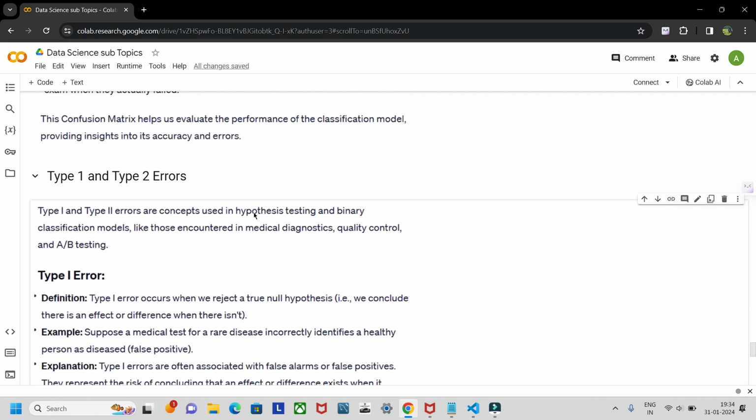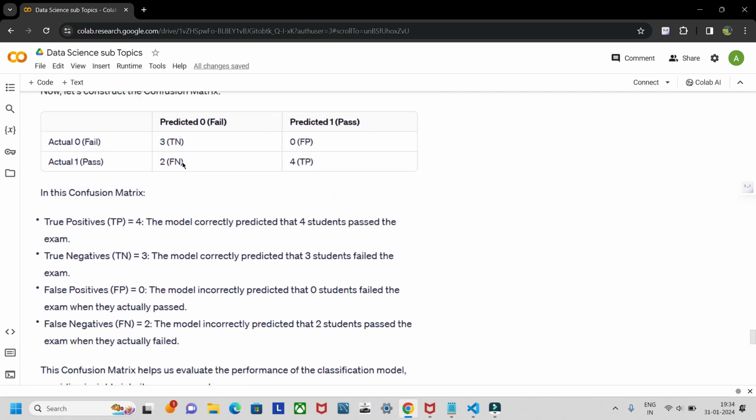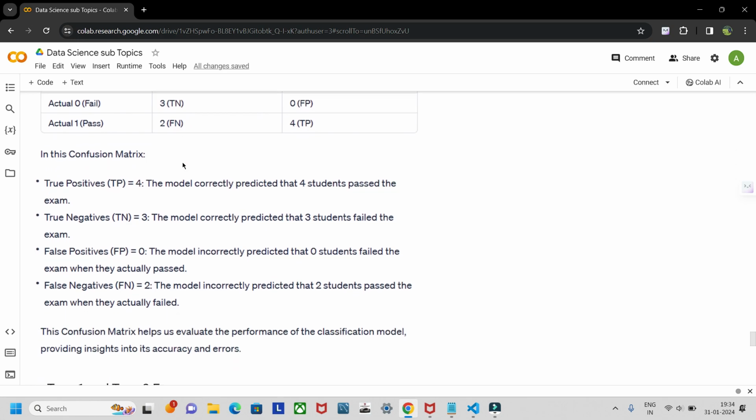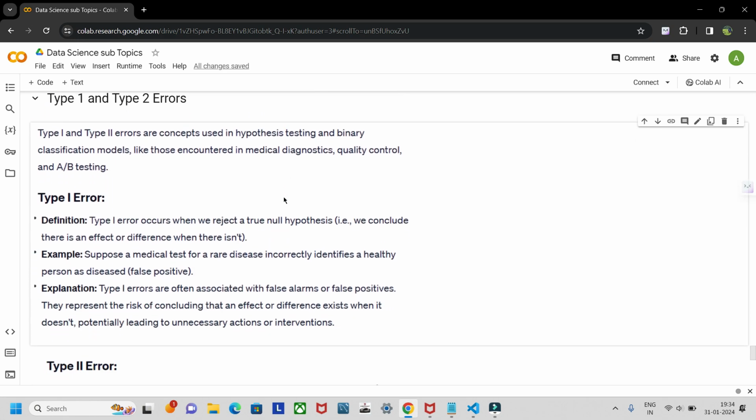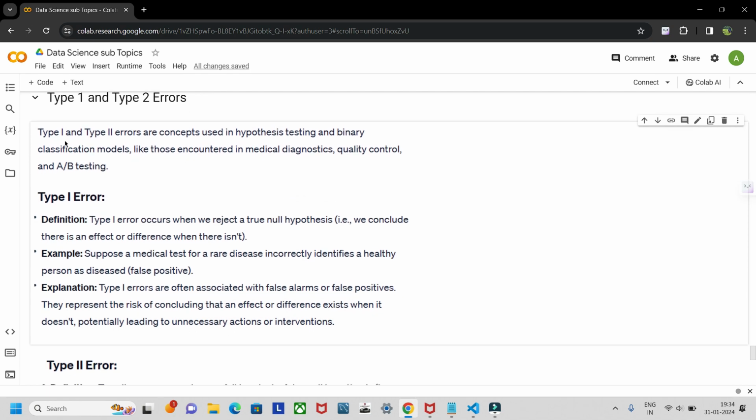In the last lecture we learned what a confusion matrix is. This video is related to that topic. So let's understand what type 1 and type 2 errors are. Basically these errors are related to false positive and false negative rates.